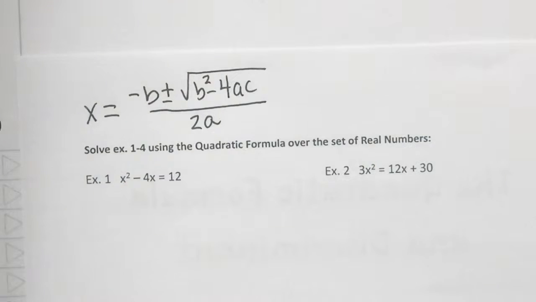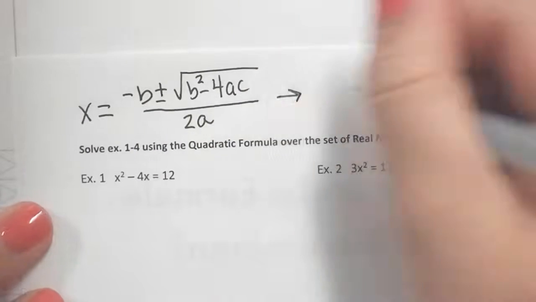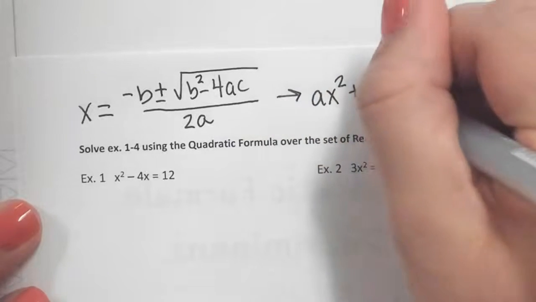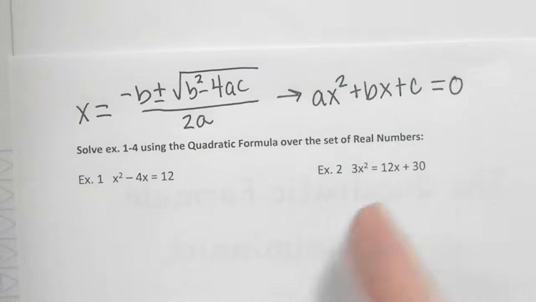And yes, you are going to have to memorize this for the test. You won't be given it. You'll have to know it. Okay? You'll either have to know it or you'll have to derive it yourself. All right. So the only way that we can accurately plug in numbers is if our equations are in standard form, ax squared plus bx plus c equals 0. Okay? Once we have that form, then we have the correct numbers to plug in.